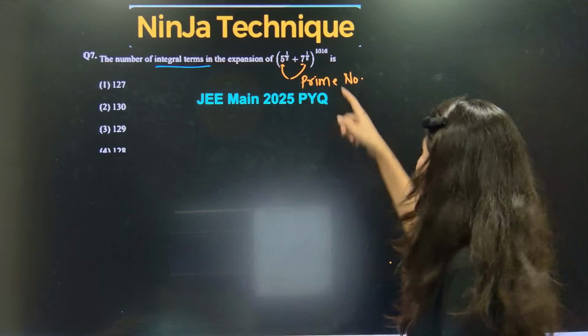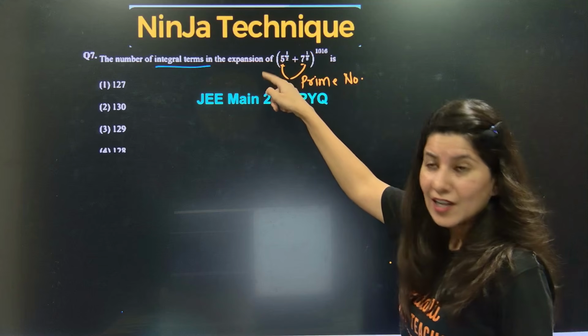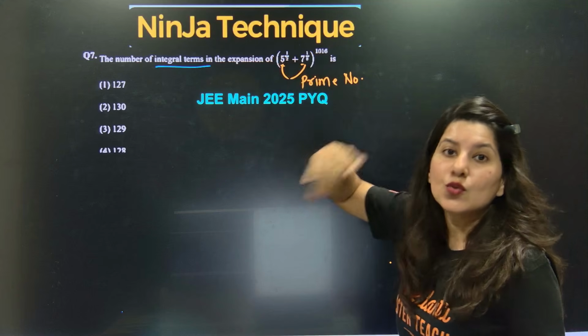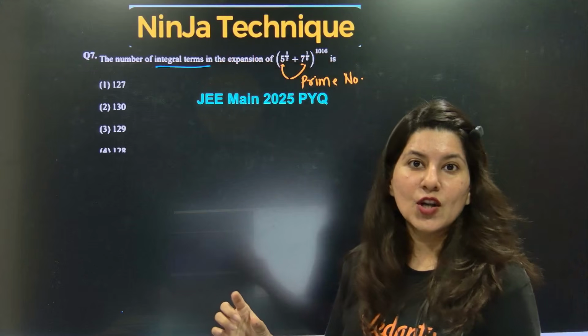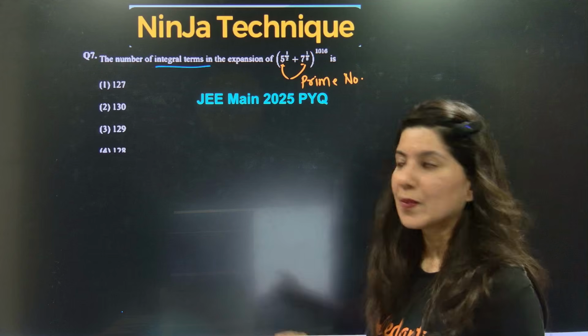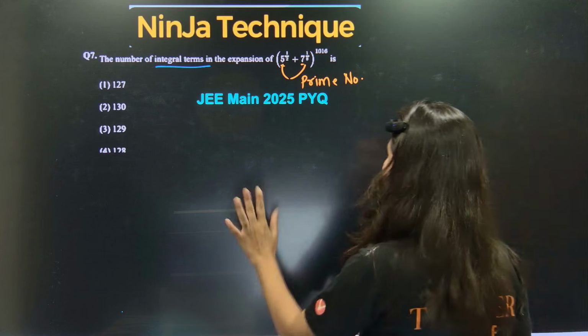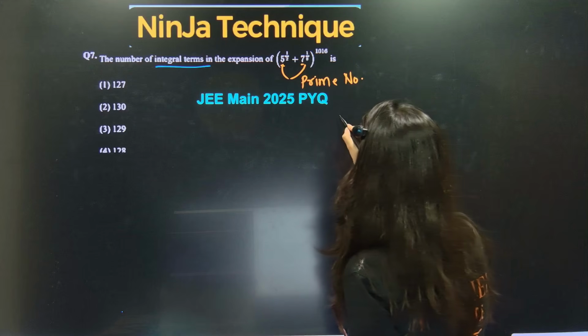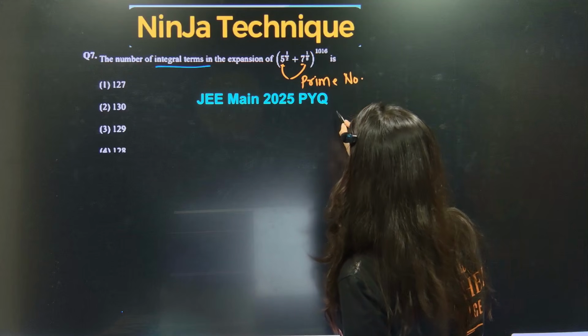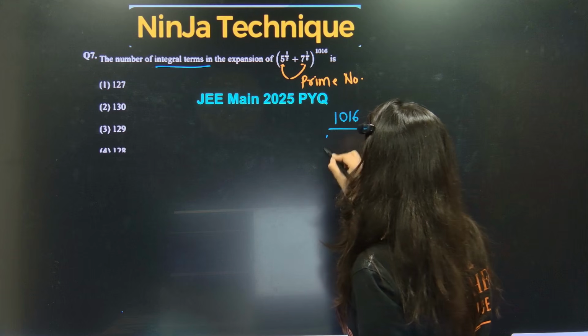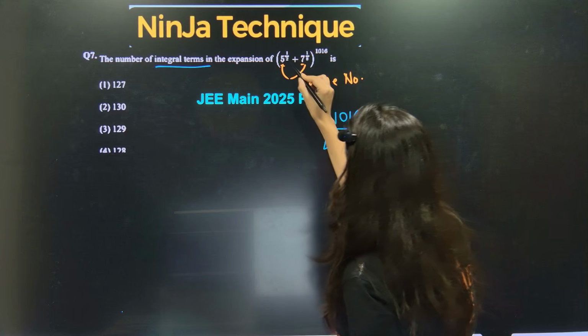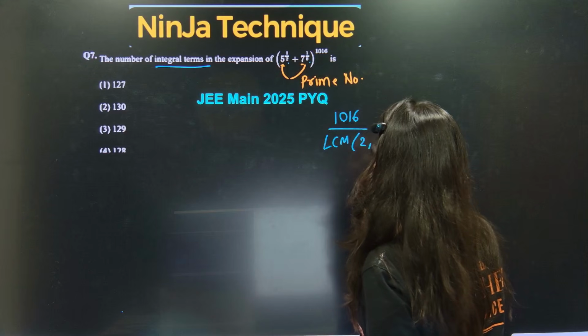Suppose instead of 5, it is 4. So 4 can now be written as 2 square, and eventually solve it and then find out the prime number expression. Okay, so right now it is a prime number. Yes ma'am. Now your answer would be this 1016, that is n. So 1016 divided by LCM of 2 and 8.